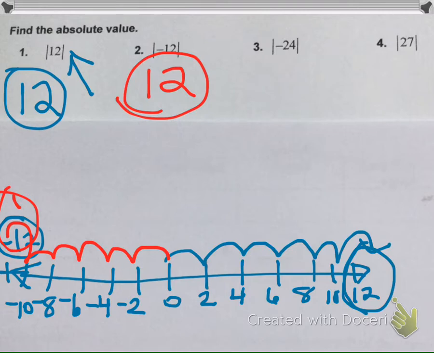For number 3, I'm not going to draw this number line because I'd have to go all the way out to -24. But how far away is -24 from 0? It is 24 away from 0. So the answer to number 3 would be 24. And the last one, number 4, again, I'm not going to draw a number line for this. How far away is 27 from 0? What is the absolute value of 27? The absolute value of 27 would be 27.